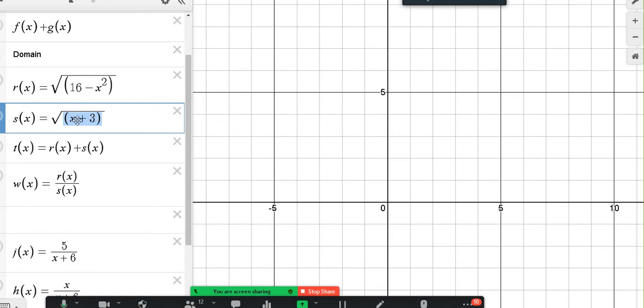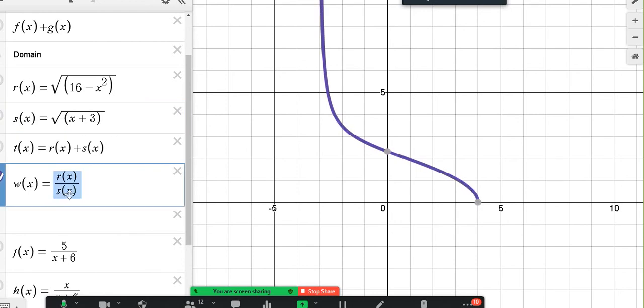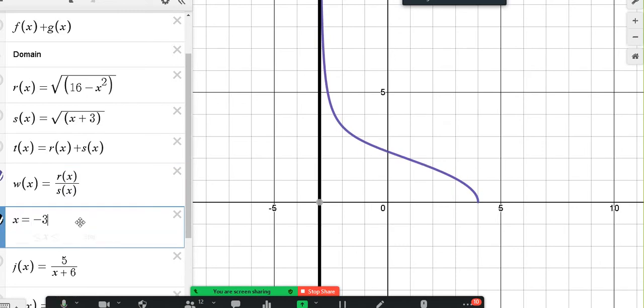It gets a little bit more annoying if this was in the denominator, because if you're divided by x square root of x plus 3, you could no longer include -3. That's because putting in a -3 would mean you'd have a 0 here, and although you can take the square root of 0, you can't divide by 0. Notice that this graph is not defined at x equals -3. You've got a vertical asymptote there.